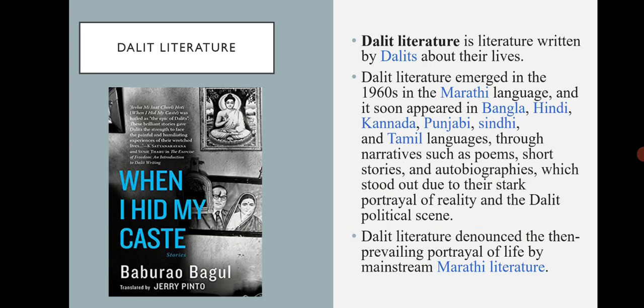Dalit literature emerged in the 1960s in the Marathi language. The beginning was through Marathi, and major works can also be found in Tamil literature, I guess. It soon appeared in Bangla, Hindi, Kannada, Punjabi, Sindhi, and Tamil. Much later some Malayalam writers came into the picture, but we are still lacking efficient writers in this genre. Through poems, short stories, and autobiographies, which stood out for their sharp portrayal of reality and the Dalit political scene, Dalit literature denounced the then prevailing portrayal of life by mainstream Marathi literature.